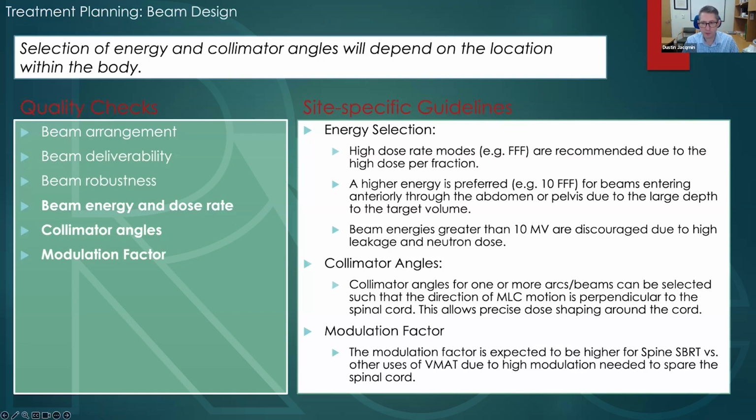Collimator angles in general for VMAT should be varied to get different MLC directions for modulation, but you can use MLC motion to make sure that at least some of the time the MLCs are perpendicular to the spinal cord, and this allows really precise dose shaping around the cord. So this is a nice thing to do when you're doing SBRT planning. And then lastly, the modulation factor is generally expected to be higher for spine SBRT versus other uses of VMAT due to the high modulation needed to spare the spinal cord and have a conformal plan that wraps around a complex target shape.